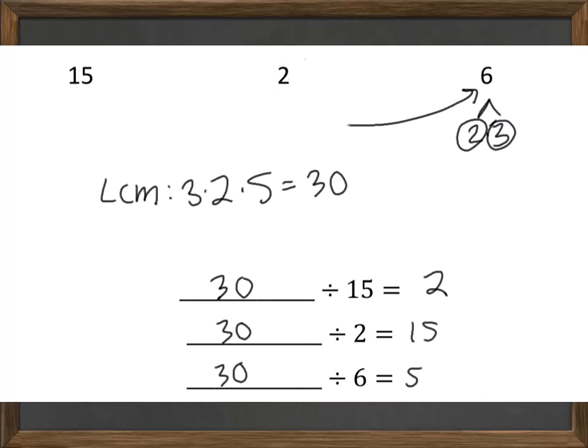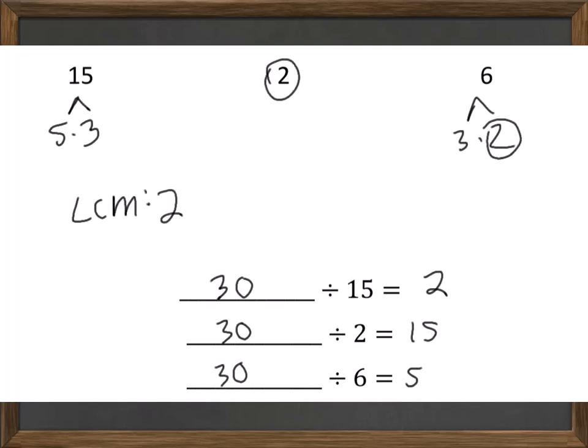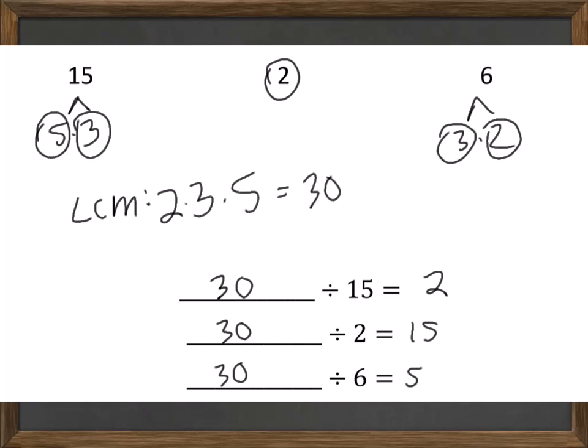Another way to think about this, if you don't like thinking about it that way, is we could, again, just do the prime factorization of all of these numbers. So then we go to build our LCM. So I have a 2 here, so I write that down. I have a 3 here, so I write that down. And then I have a 5. Again, 2 times 3 times 5 is 30.